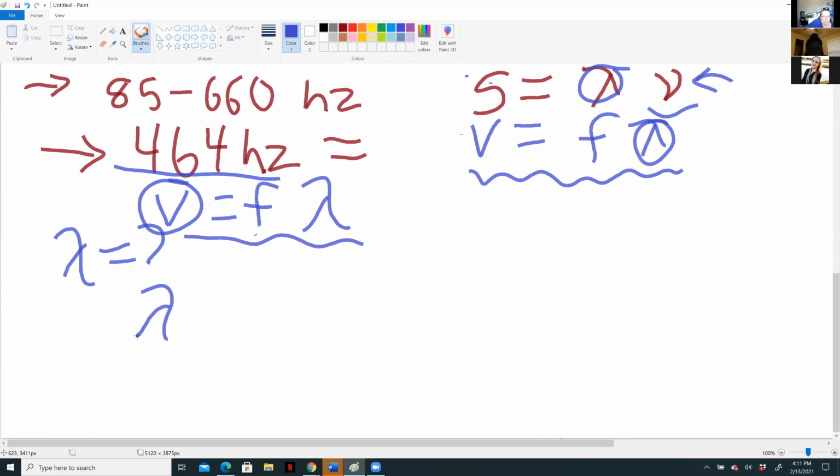Lambda equals V over F. And then we use the F that they give us right up here. And I would say 440 for V, but it just depends on exactly what your book will give you a number for that. And then you just divide. Okay. Does that make sense?